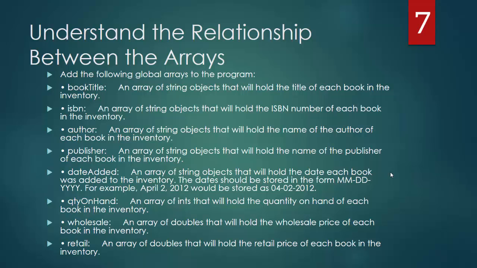So this is the relationship between the arrays. There will be a book title, ISBN, author, publisher, date added, quantity on hand, wholesale, and retail. And these will be the arrays. The important thing to understand is that the subscripts of these arrays will be parallel. In other words, the book title of subscript 0 will refer to the ISBN of subscript 0, which will have the author of subscript 0, and so forth. They will be parallel, or in sync, like each subscript in each array will refer to the same book, same title, same ISBN. It will be like one record.